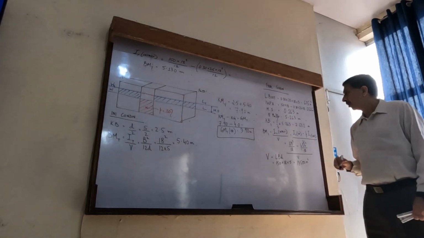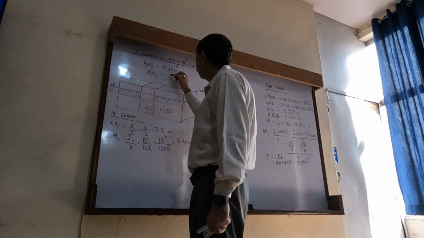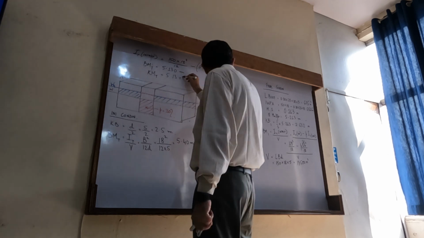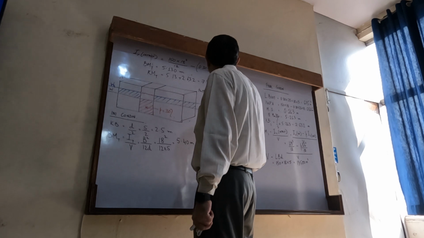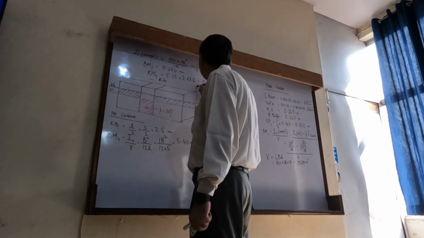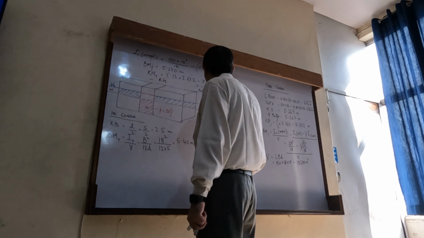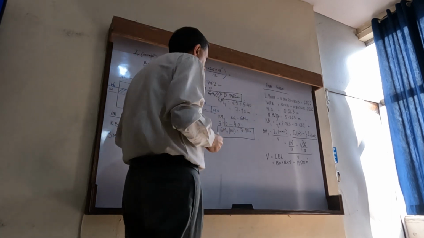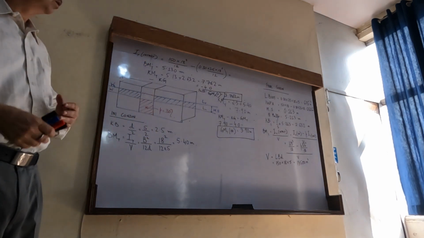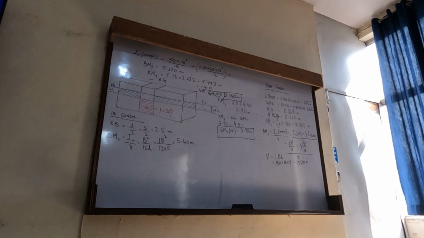All right. Find out KMT: 5.13 plus 2.632 is 7.762, minus KG, which remains constant, 4, will give me GMT final, which is equal to 3.762. So as we can see, the GM has reduced.